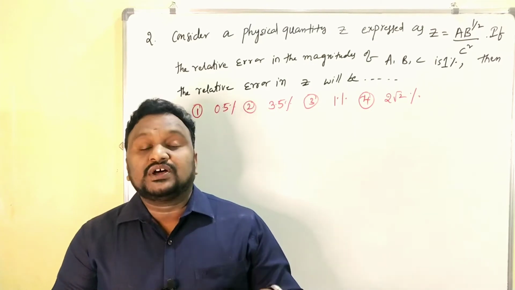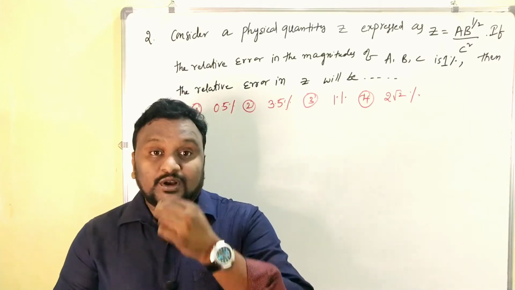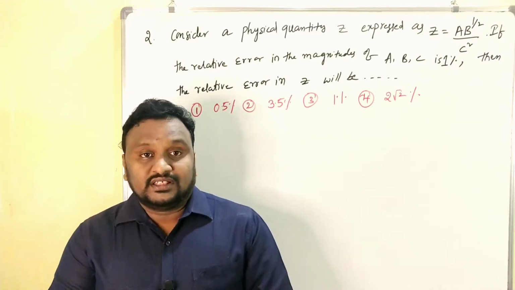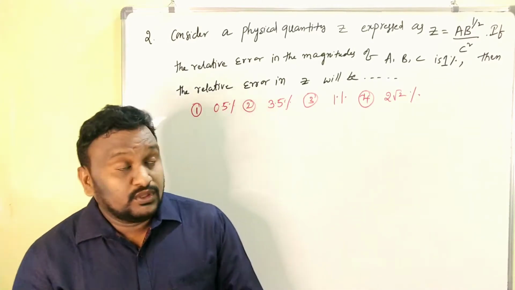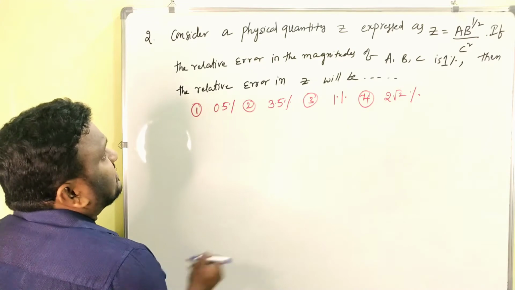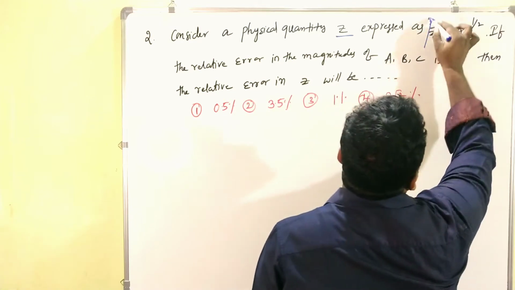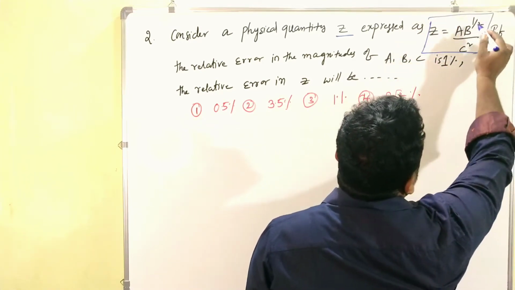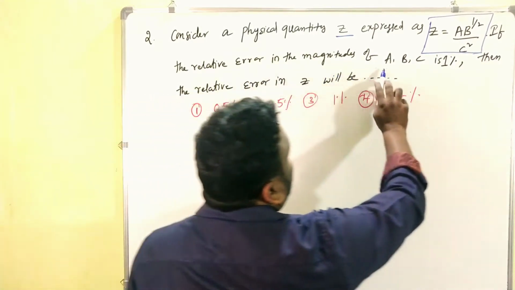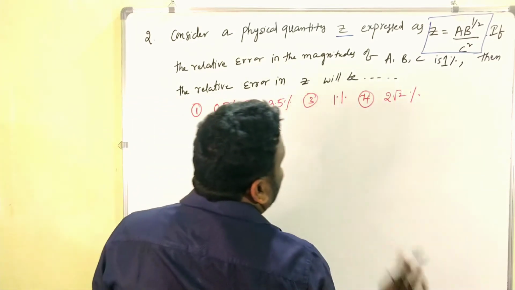The next problem is based on the concept of relative error, and that is from the chapter of units and measurements. From units and measurements, 1 mark will be given in the examination. So see the problem. Consider a physical quantity z expressed as z is equal to A into B to the power of 1 by 2 divided by C square. If the relative error in the magnitudes of A, B, C is 1%, then the relative error in Z will be.